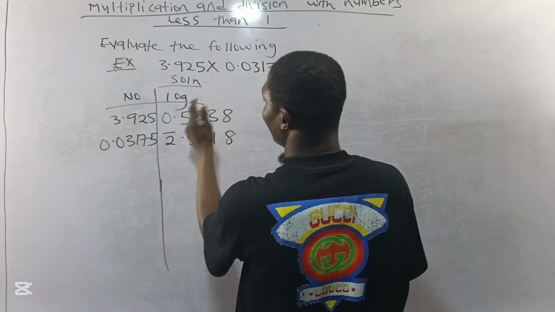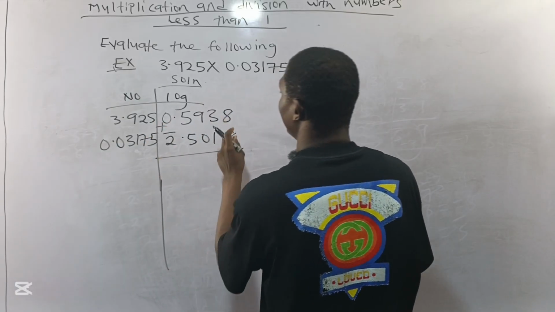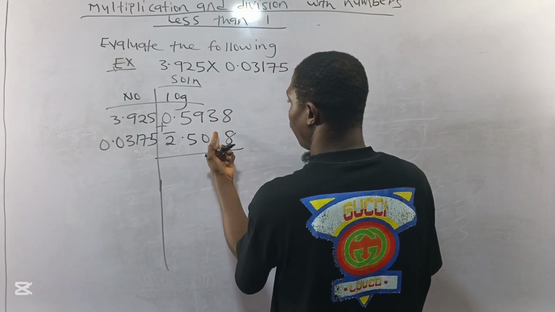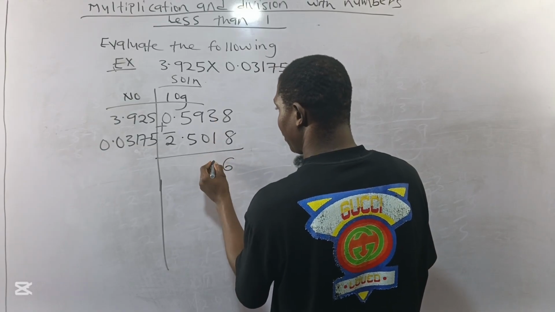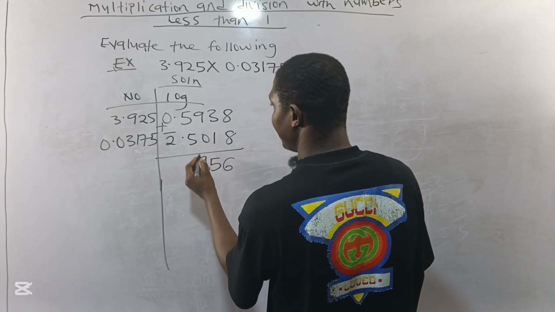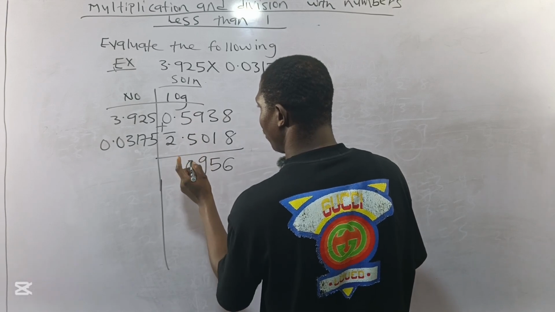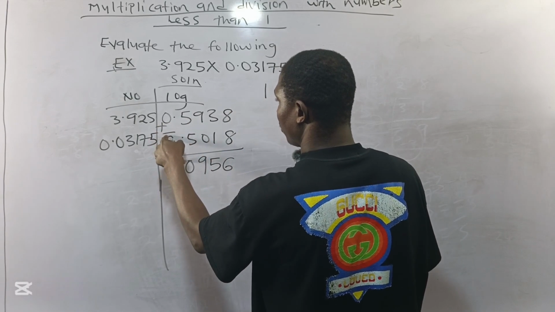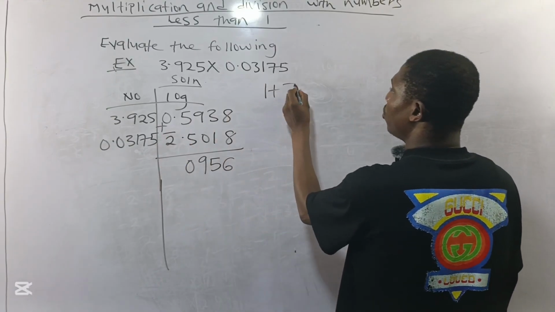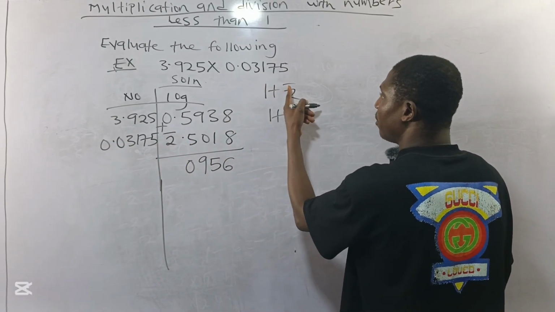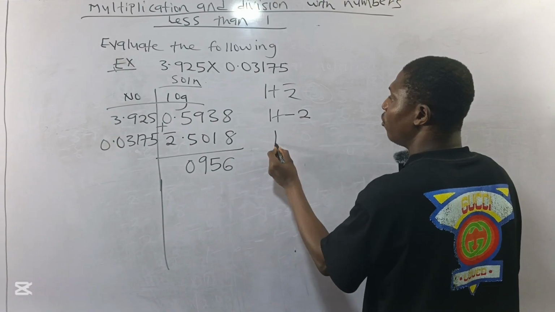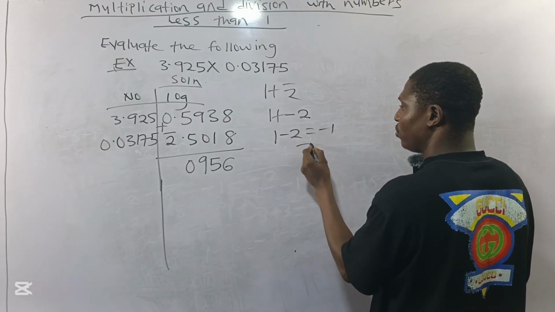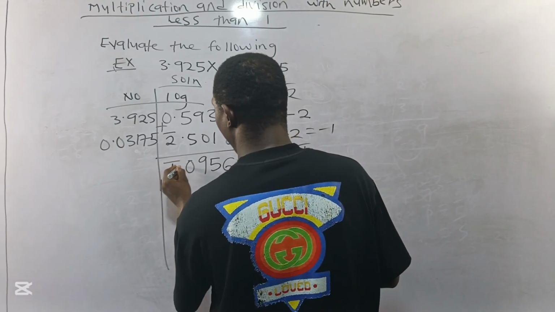5018. So multiplication is for us to add. 8 plus 8 is 16. 6 carry 1. Plus 1, 4. Plus 1, 5. So I have 5, 9. 5 plus 5, 10. 0 carry 1. So I have 1. 1 plus 0 is 1. Plus bar 2. Plus bar 2 is what? Minus 2. 1 minus 2 is minus 1, which is bar 1. So I have bar 1 point.